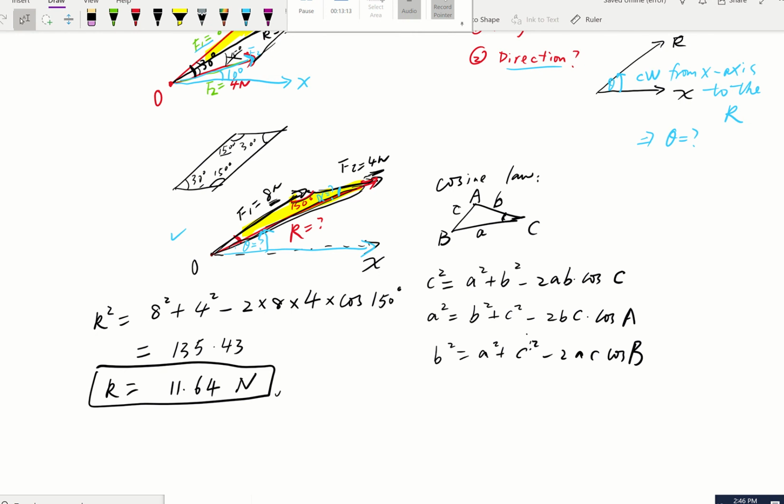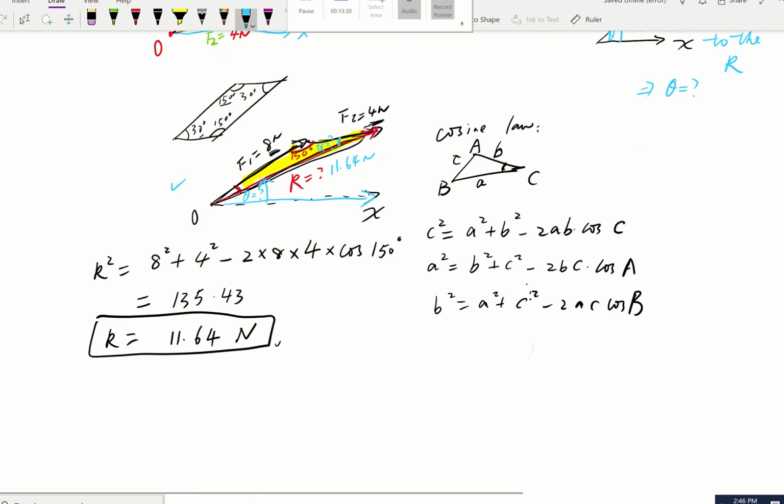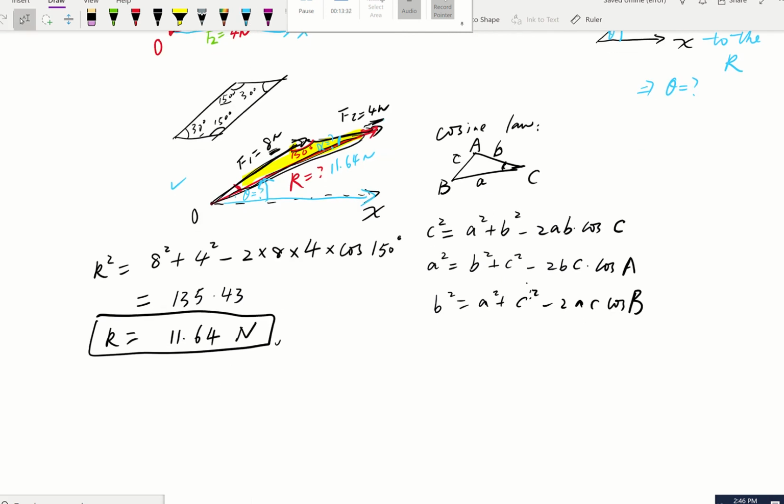So let's think about it. You have 4 Newton, and the angle between them is 150 degrees. And don't forget, you actually also solved R. R here is 11.64 Newton. So you know 3 sides of this triangle, and you know one angle, 150. Can you find the other angle?